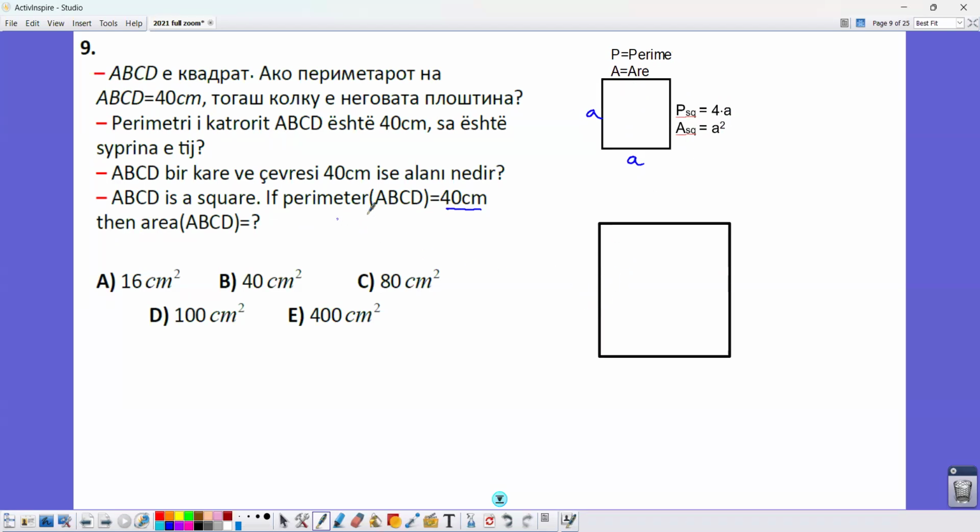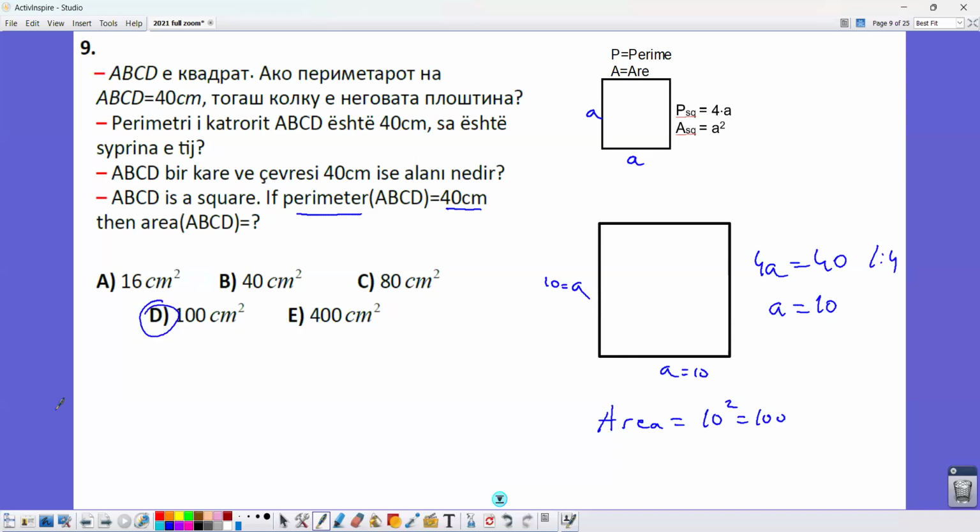Now here in our question, it's given that the perimeter is 40 centimeters. Let's say that our square has the side A. Then the perimeter, 4A, is equal to 40 from the given. When I divide by 4, I find the length of one side, which is 10. So if one side is 10, then the area will be 10 squared, which is 100 from the formula. So the answer is 100 centimeters squared.